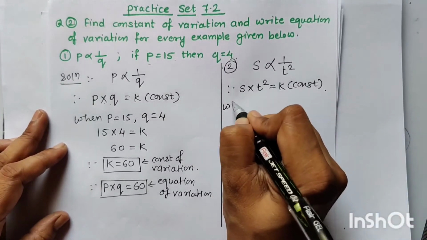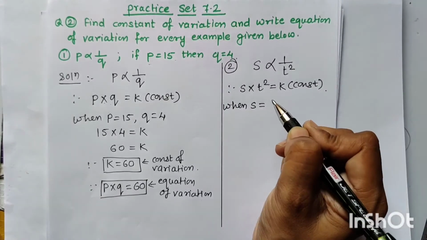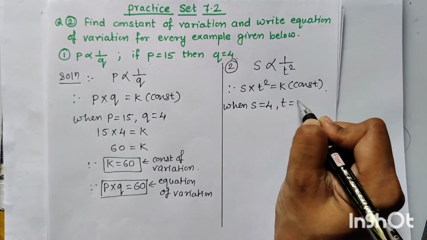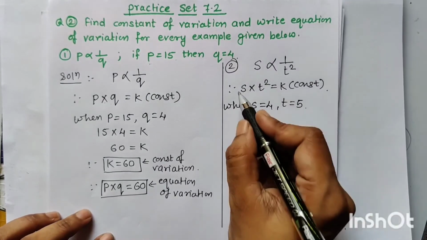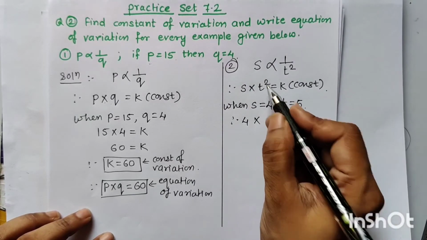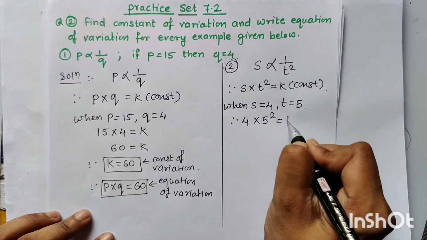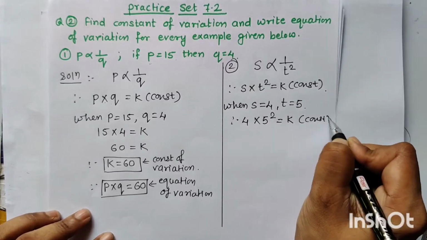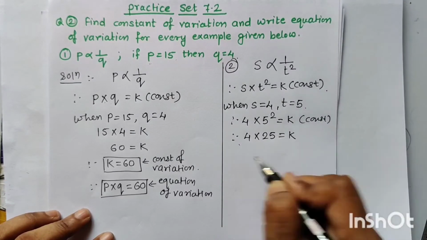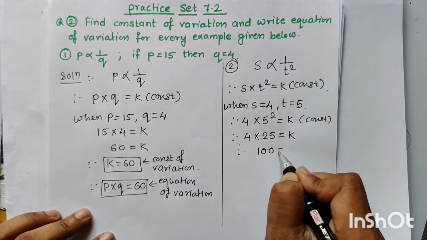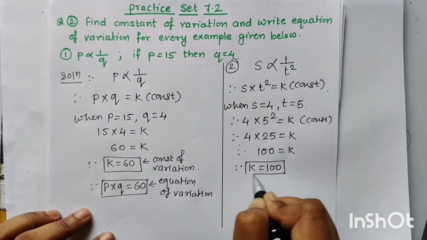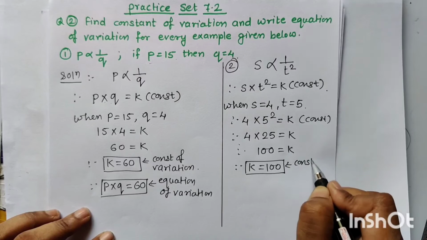Now value of s and t are given. When s is equal to 4, t is equal to 5. So we will put the value. S is 4 and t is 5. But here we are having t square. That means we have to write 5 square is equal to k, constant. So therefore 4 into 5 square is 25 is equal to k. 4 into 25 is 100 is equal to k, and therefore k is equal to 100 is the constant of variation.